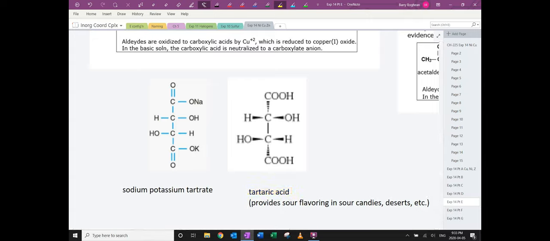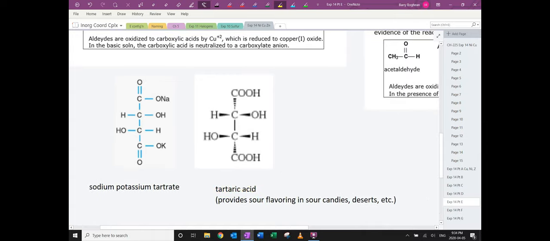In the same way that acetic acid can be deprotonated to make acetate, similarly tartaric acid can be deprotonated to make tartrate. And tartrate is basic enough that it provides the alkalinity we need for the reaction, but it won't precipitate the copper. And since we're talking about it, tartaric acid is a common chemical, even in the kitchen. It is added as a flavoring agent in sour candies and desserts.